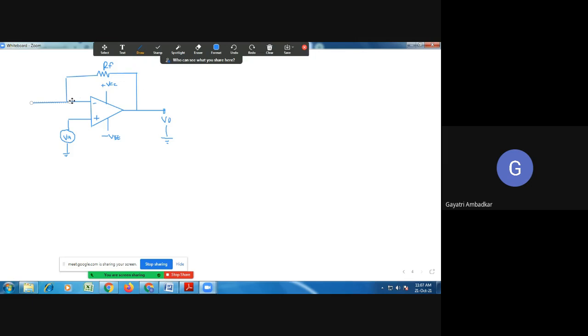What I have done here at this terminal, I have connected one more resistance R1, and then I have grounded it. So I will show that resistance here, R1. So this is V1. Let's say now I will call this as V2. This is V1.